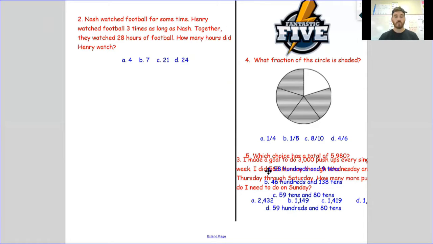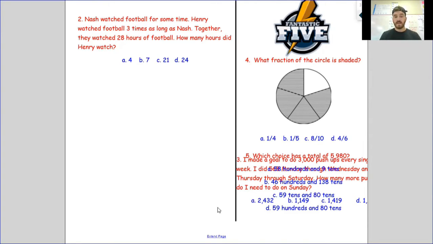So, first of all, Nash watches the Titans, so I wouldn't say he watches football. But if you tried to solve this the exact same way you solved it yesterday, you're going to miss it. It's still a multiplicative comparison because it's 3 times as long. You're comparing Nash's time and Henry's time, but this one is different.